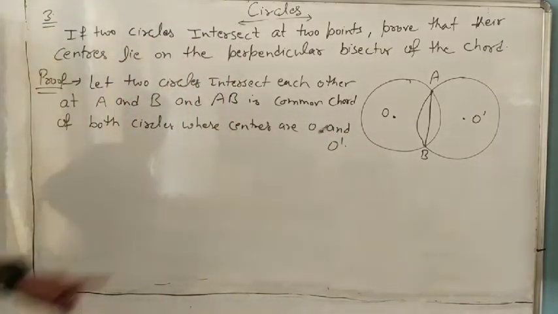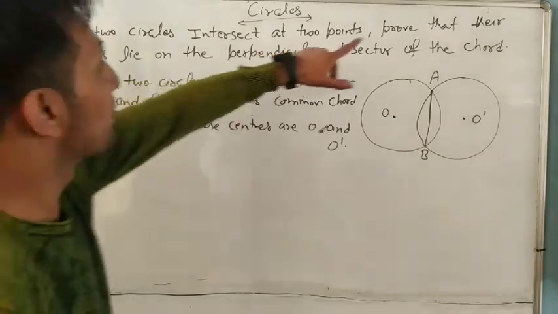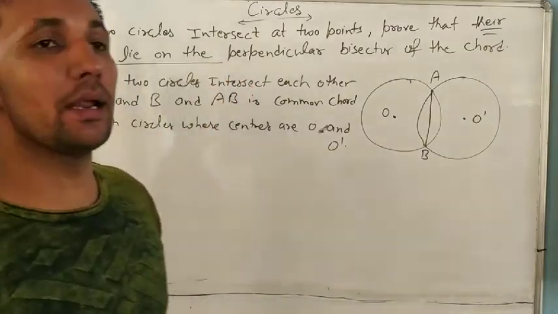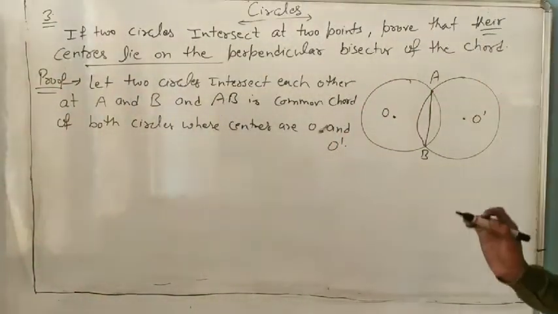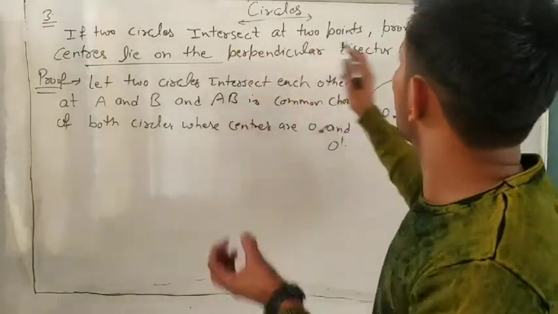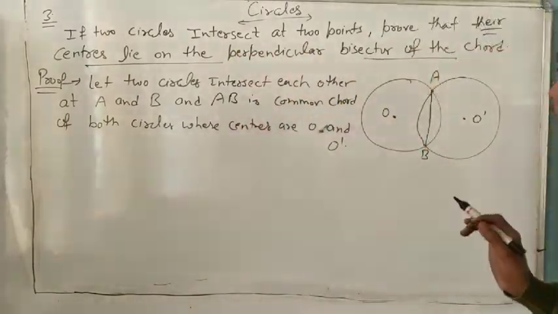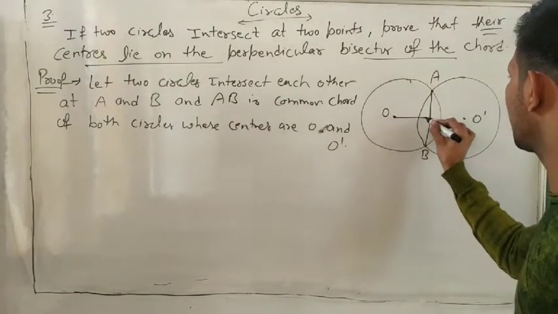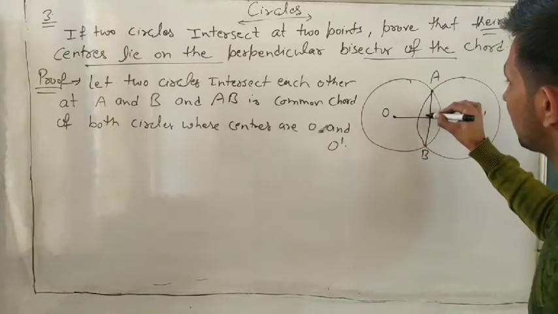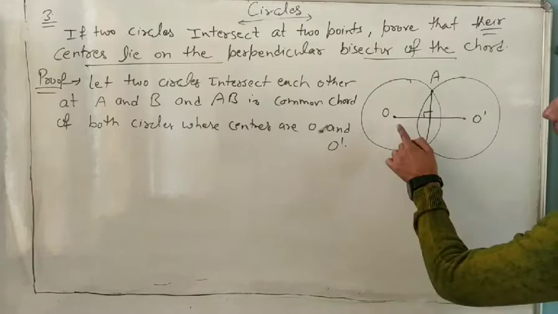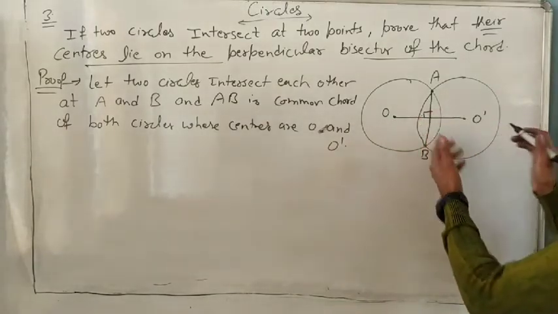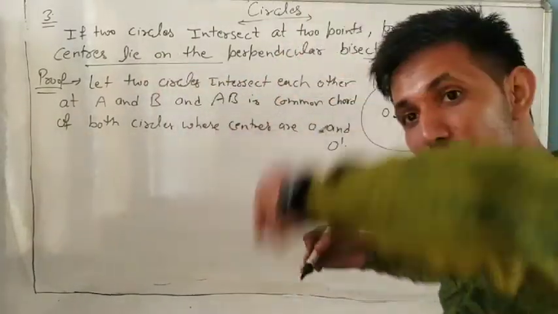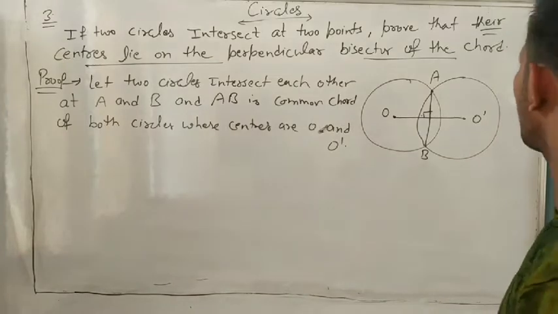Next, what we want to prove is that their centers lie on the perpendicular bisector of the chord. So we will take the perpendicular bisector of AB and show that it passes through O and O dash. Then if the perpendicular bisector passes through O and O dash, you can say that the centers lie on it. So we want to prove that.